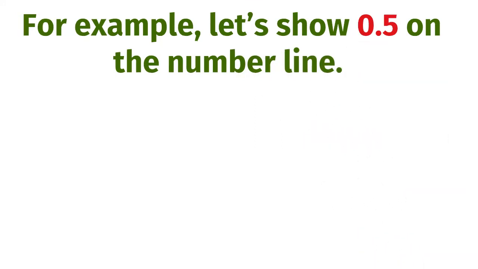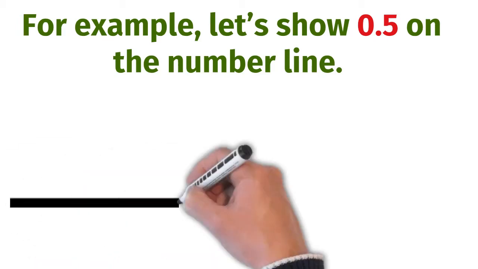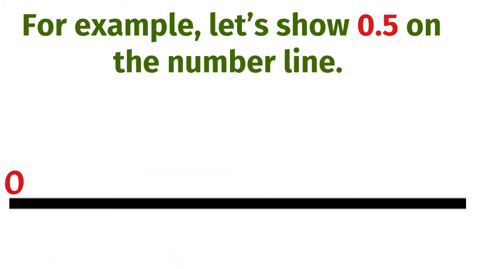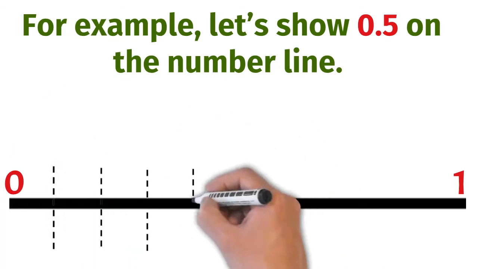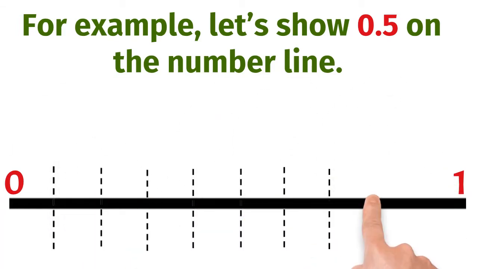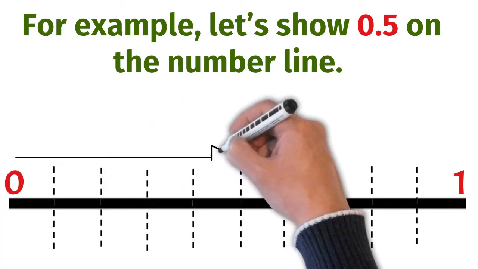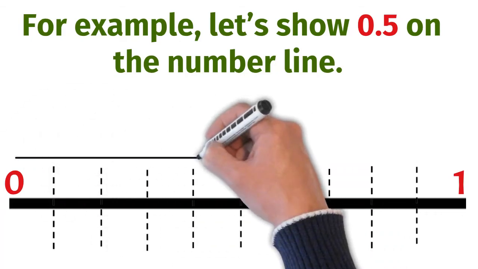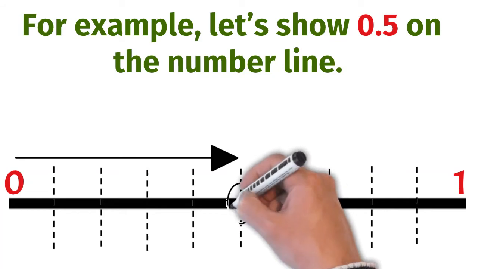Here the whole part is 0. So we have to draw a number line and place 0 and its successor, that is 1, on it. Then we have to divide the length between them into 10 equal parts. Now as here the digit in tens place is 5, we have to jump 5 parts to the right starting from the point 0 and the point is marked.